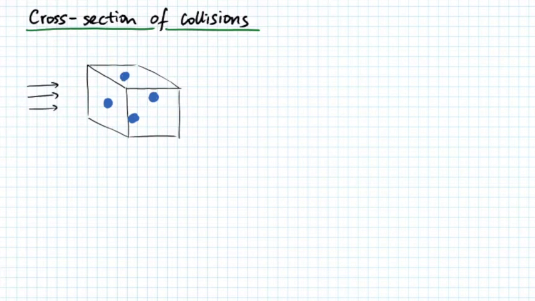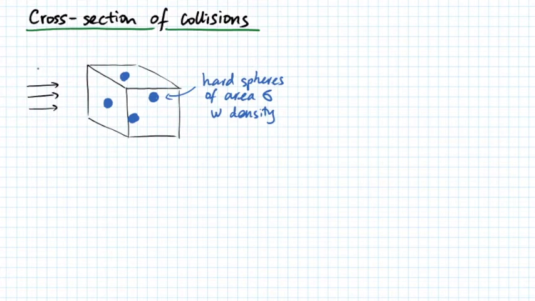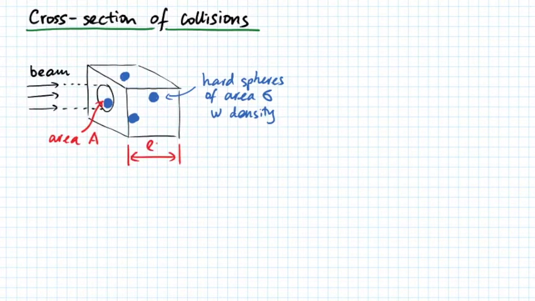Cross-section of collisions. Imagine a scenario in which we have hard spheres of area sigma with density n. A beam of particles is incident on this target. The beam has area A, and the thickness of the target is given by L. We want to know with what probability the beam of particles will interact with the hard spheres.